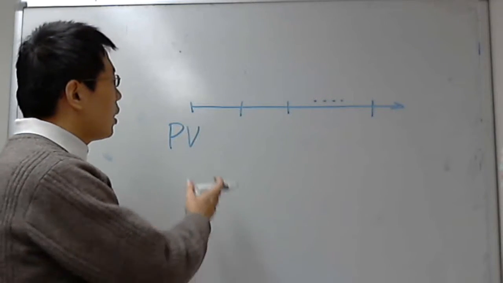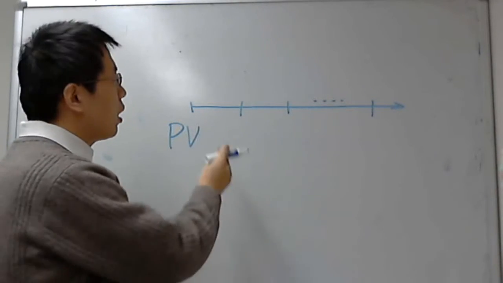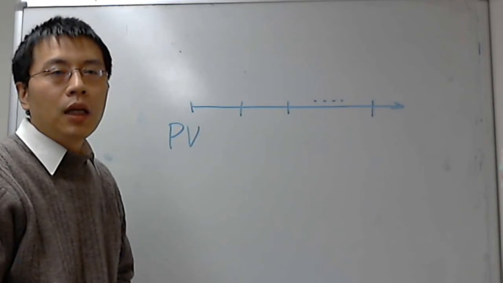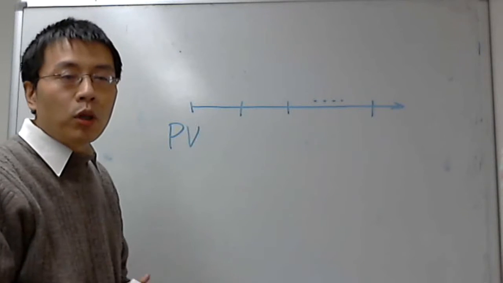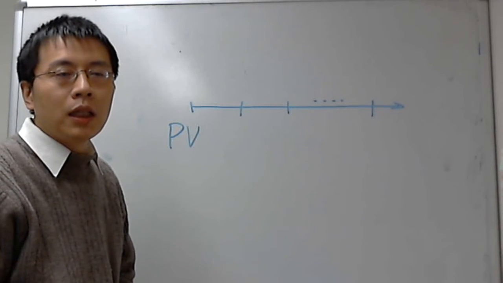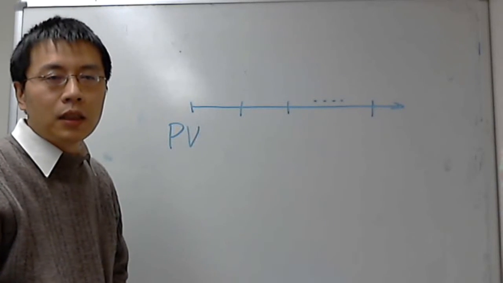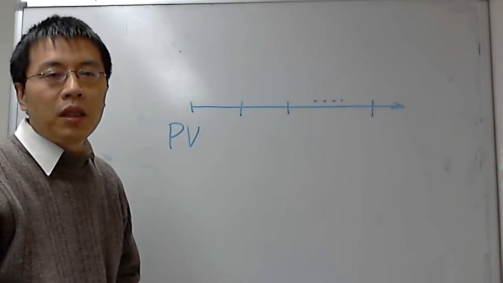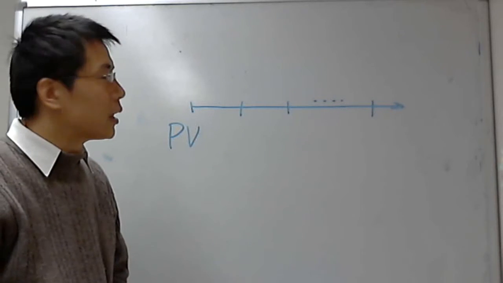And then we have tick marks. Each tick mark represents a period. Again, I want to emphasize how a period is defined. A period is defined as the time it takes for the investment to make one interest payment.